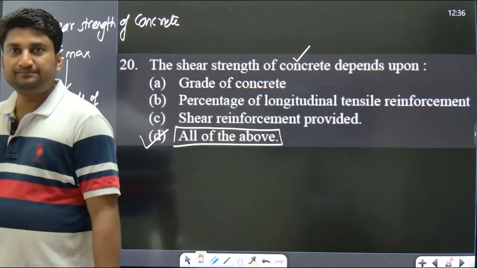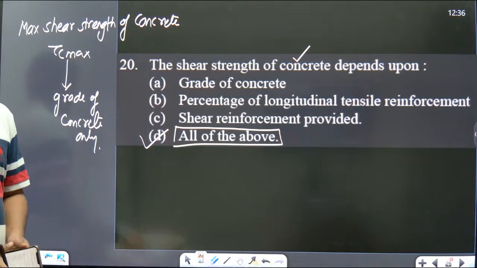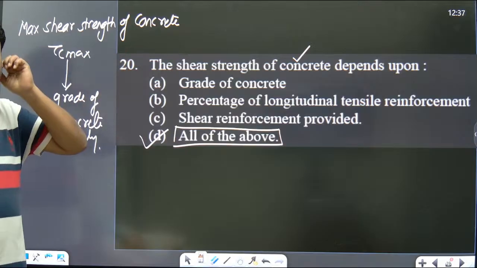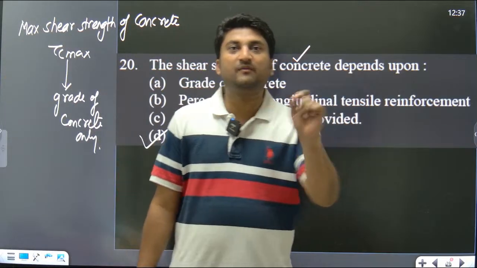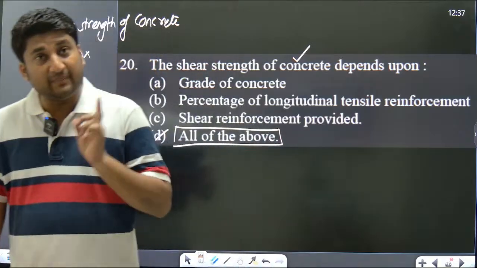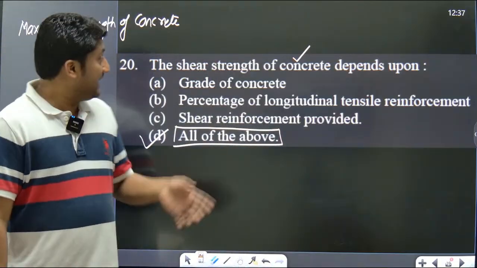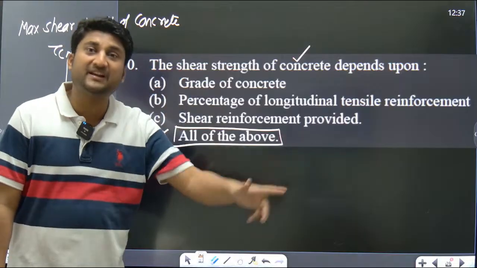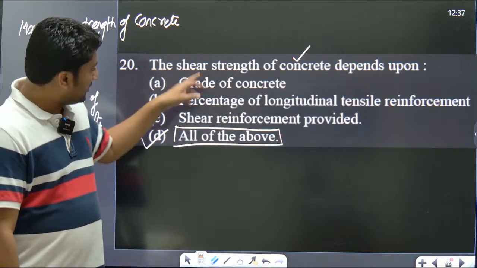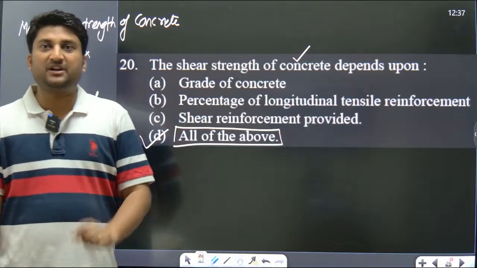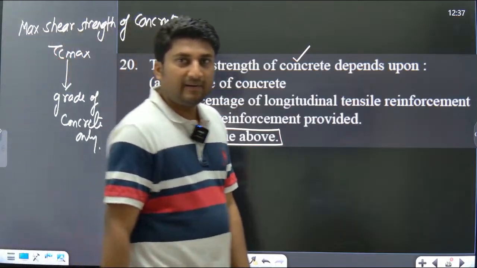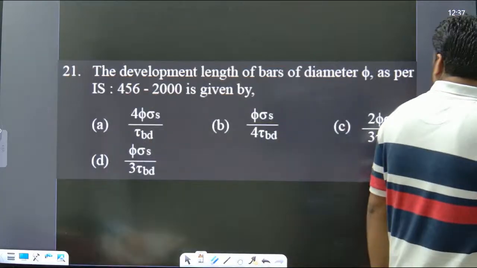Clear everyone? In the previous question we saw that the maximum value of the shear strength of concrete depends only on the grade of concrete. But if it is the shear strength of concrete, that is only the tau c value, it depends upon the grade of concrete as well as longitudinal reinforcement as well as shear reinforcement. Hence option D is the correct answer. Clear? Moving ahead with the next question.